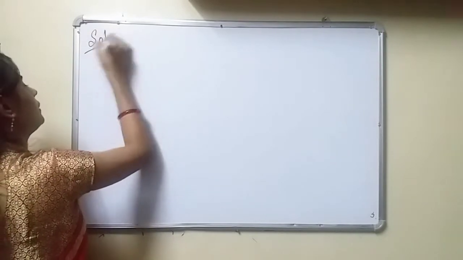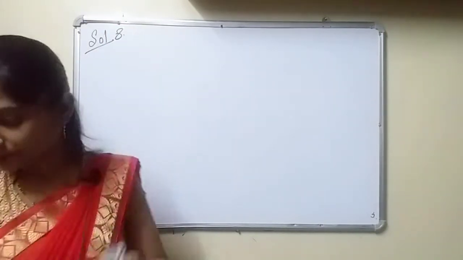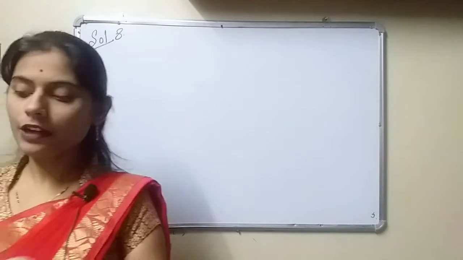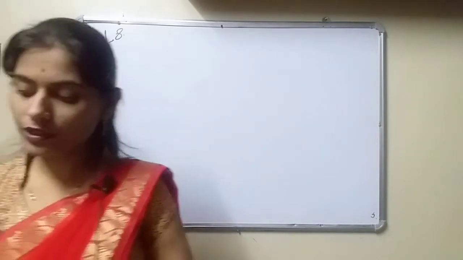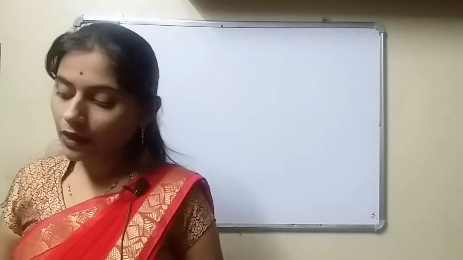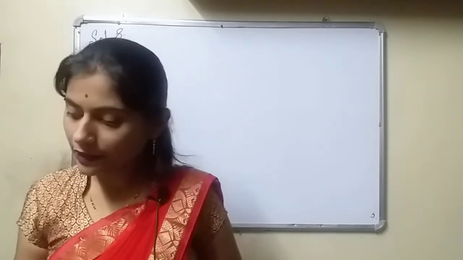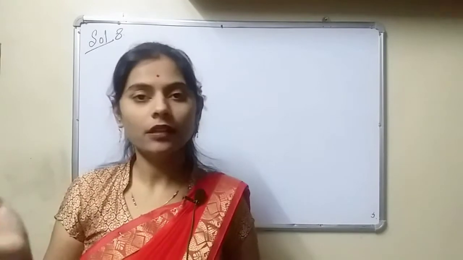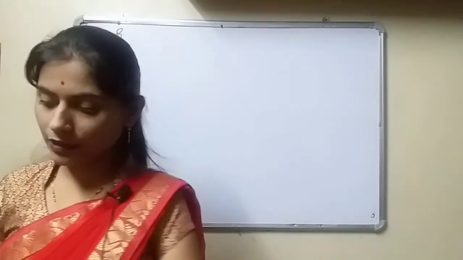See solution number 8. First of all, you have to find out how much money Ruchi has, then how much money Sindhu has. Now see, after buying the utilities, how much money they had after that.